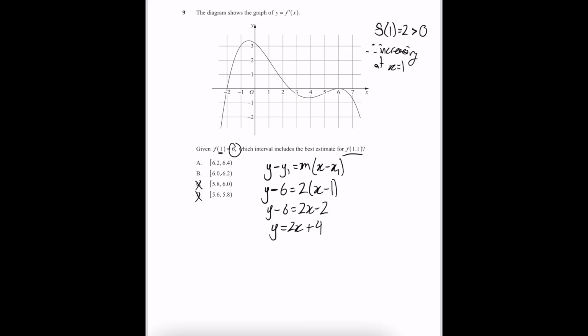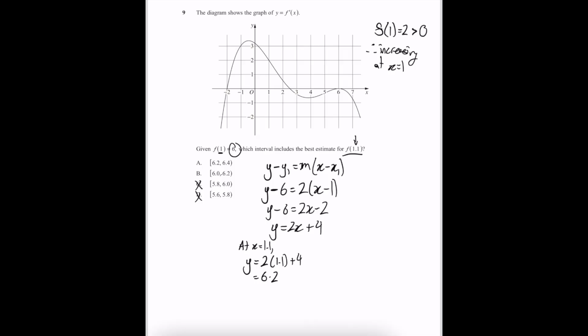Now, okay, what do we do here? So now we plug in the value that x equals 1.1. So at x equals 1.1, the y value of this tangent, 2x plus 4, equals 6.2. So it's equal to 6.2, which is a very significant number in terms of distinguishing between A or B. So it marks an upper bound for B, and it marks a lower bound for A.